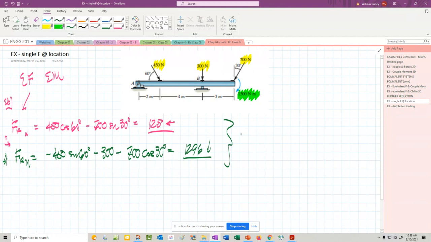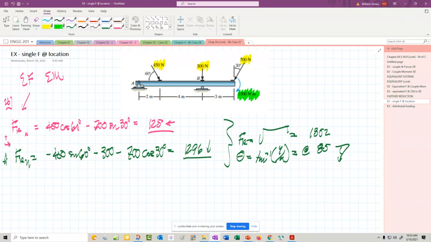Now, I can go here and find the resultant and the angle, right? That's inverse tangent of the y over the x. That's square rooting the squares. And if I go through all that mess, I get 1302. That's going to be at about 84 degrees down this way, third quadrant. And we're just going to save that for later.